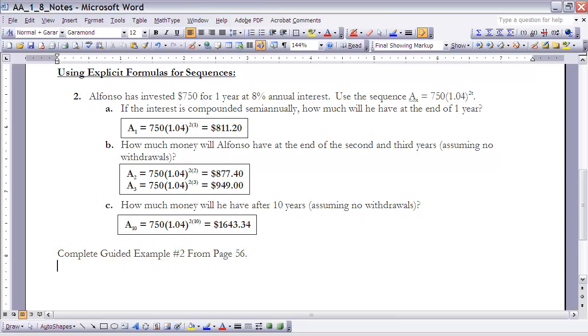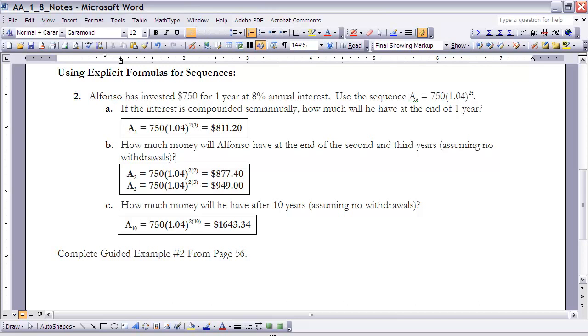For part B, it says how much money will Alfonso have at the end of the second and third years, assuming no withdrawals. Everything is exactly the same as in part A. The only difference is now I'm finding the second and third terms instead of the first term. So instead of 1, I'm going to put 2 in for t, and 3 into t for the third term. You can see the values of that money after 2 years being $877.40, and after 3 years $949. Each of those I'm rounding to the nearest cent.